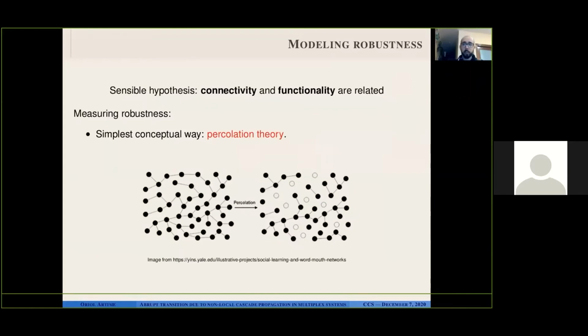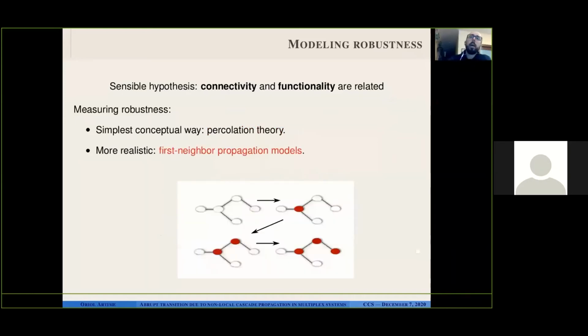In the process of percolation, what you do is you take the original network, remove a subset of nodes, and you compute several different geometrical and statistical properties of the remaining network. A more realistic way to assess structural robustness is by assuming that this perturbation can propagate, and the simplest model that allows mathematical tractability is the propagation of the information or the failure via first neighbors.